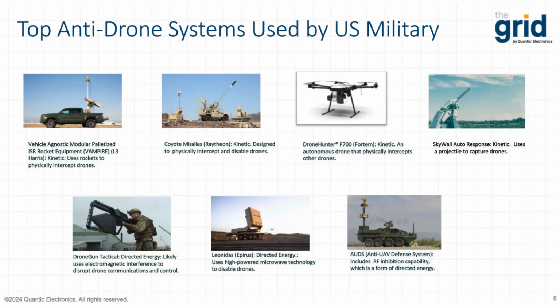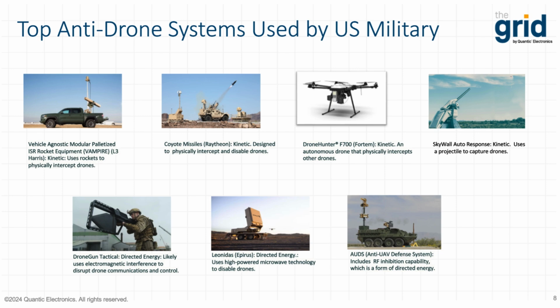So on this slide, we have a few examples of some actual counter unmanned aerial systems available today. On the top, we have kinetic weapons, which include vehicle agnostic modular palletized ISR rocket equipment, otherwise known as Vampire. This system uses rockets to physically intercept drones. Coyote missiles, which are designed to physically intercept and disable drones. The Drone Hunter F700, an autonomous drone that physically intercepts other drones. And Skywall Auto Response, which uses a projectile to capture drones.